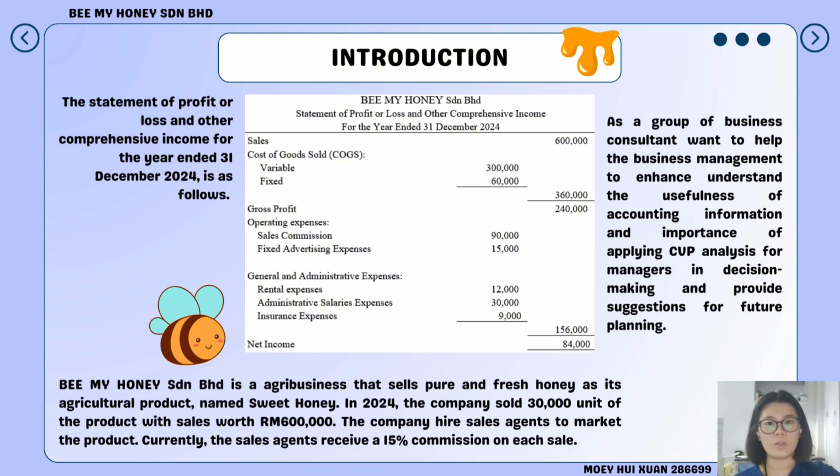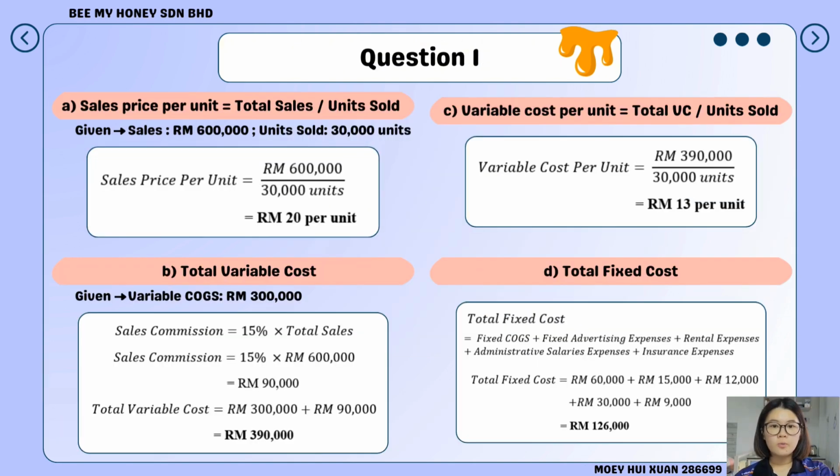The above image shows the statement of profit or loss and other comprehensive income for the year ended 31st December 2024. As a group of business consultants, we want to help the business management understand the usefulness of accounting information and the importance of applying CVP analysis for managers in decision making, and provide suggestions for the company's future planning. So for question 1, we will discuss the calculations of CVP analysis.